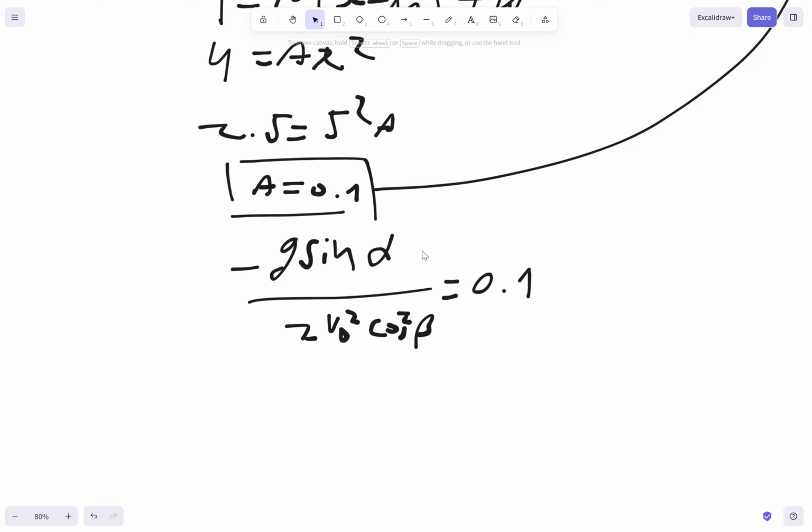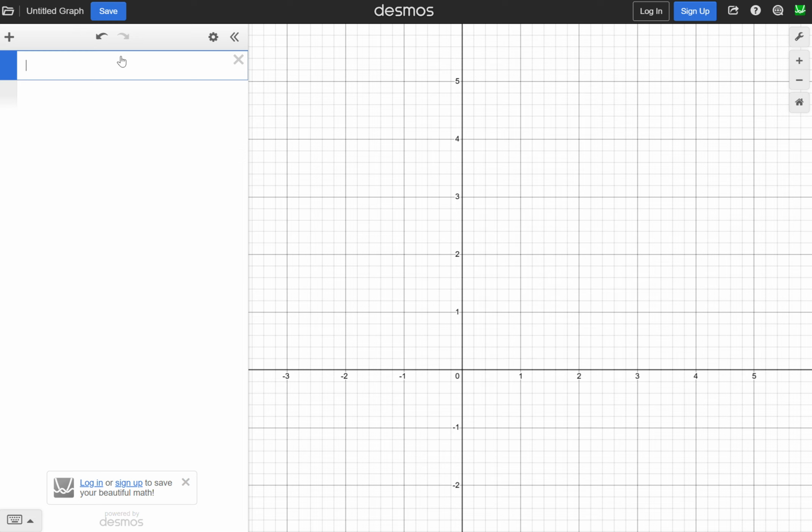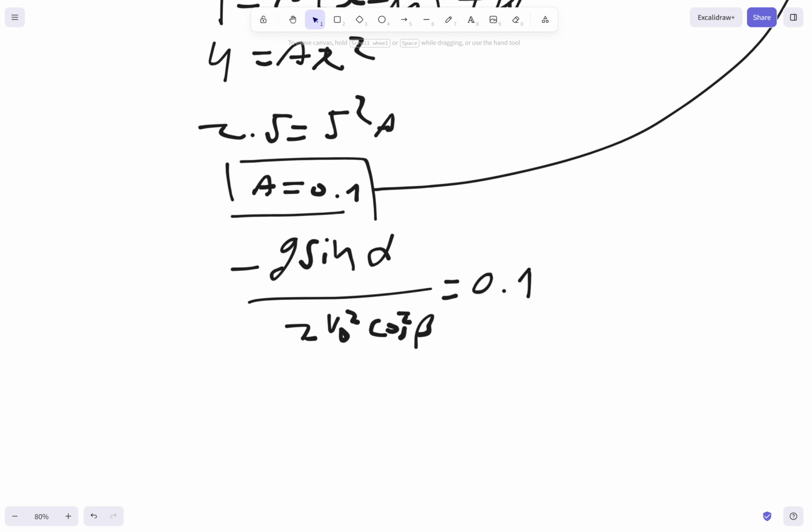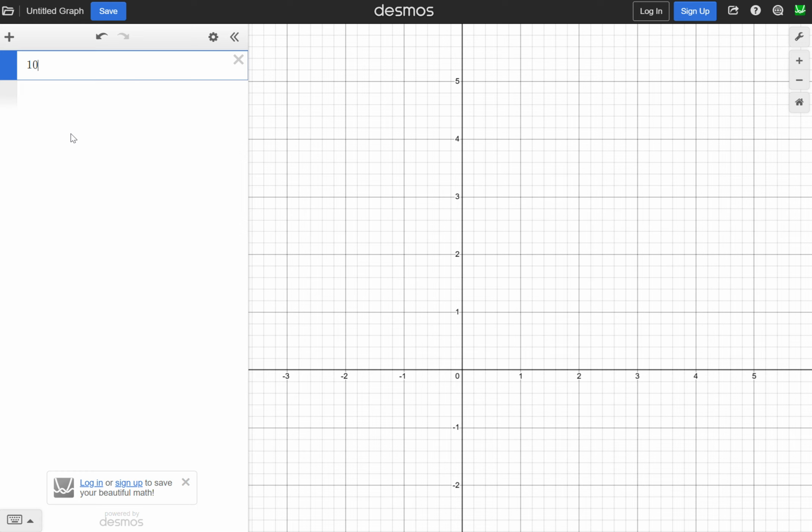A double solution time. So, yeah, we're gonna do the Desmos thing first though. Hold up. 10 sine alpha, wait, 10 sine alpha all over 2 times 10 squared, cos squared 60. Make sure it is in degrees and equals 0.1.